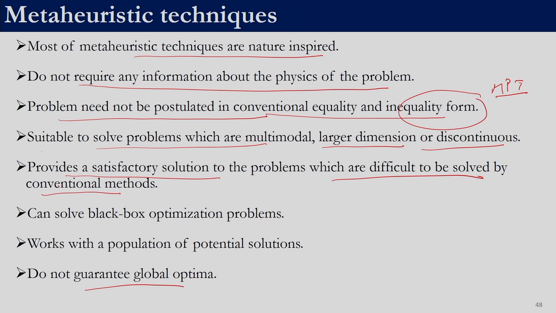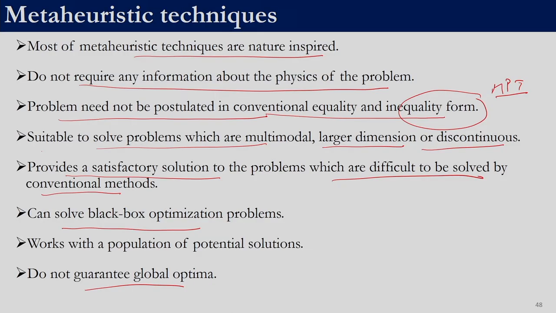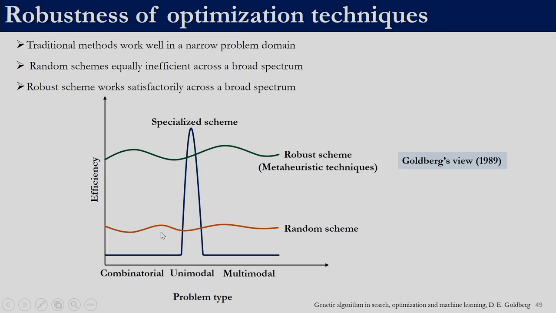especially for problems which are difficult to solve by conventional methods. Here, by conventional methods, we mean the mathematical programming techniques. It can also be used to solve black box optimization problems. In a black box optimization problem, you do not have a mathematical formulation, but given a solution, you have some mechanism by which the quality of the solution can be determined. For such problems, it is not possible to use mathematical programming techniques. Most of the time we rely on meta-heuristic techniques.